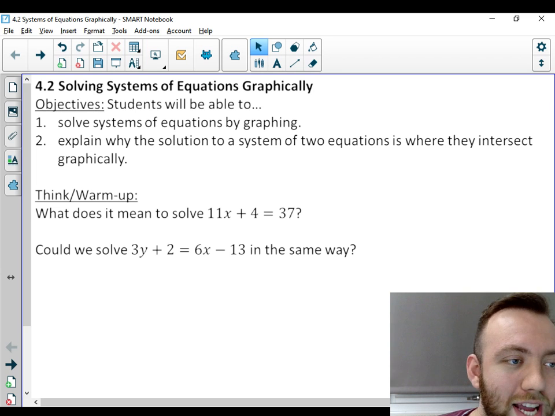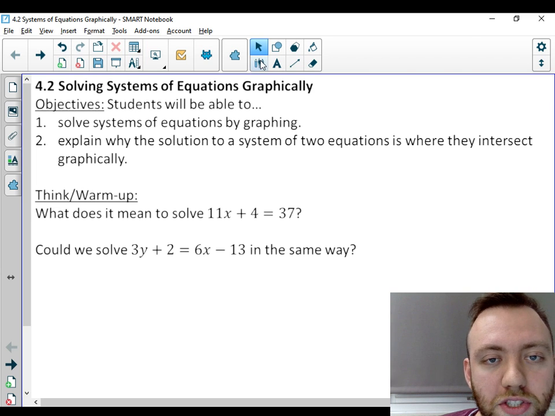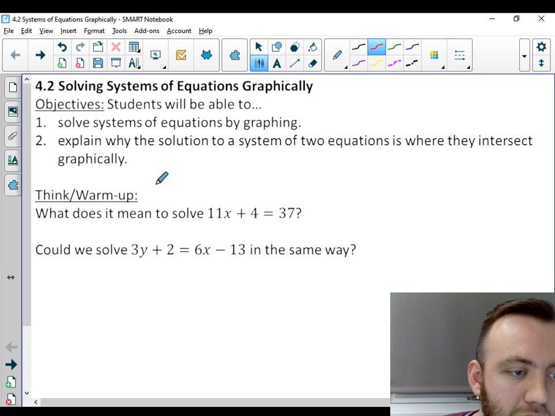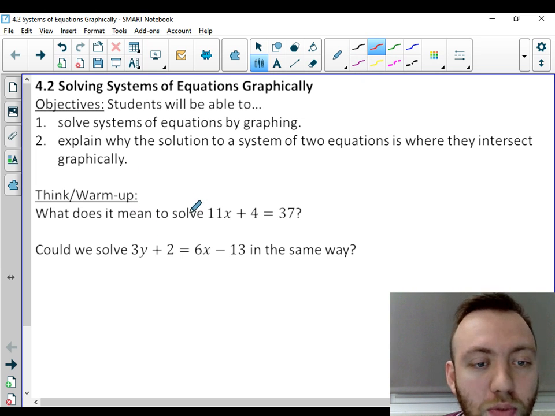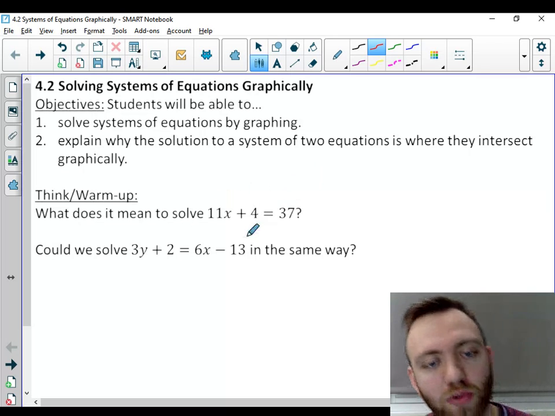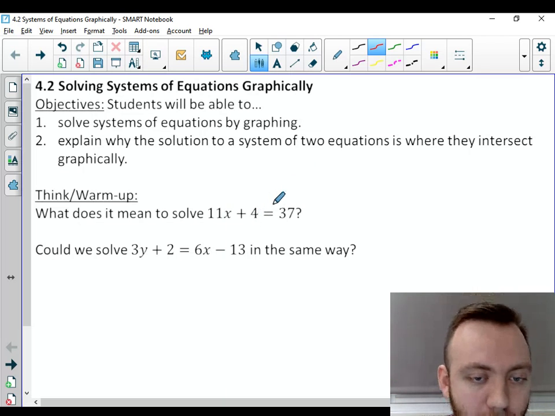Hey guys, welcome back, and today we're going to be getting into 4.2, which is solving systems of equations graphically. And for the think/warm-up, I have: what does it mean when we solve 11x plus 4? Now I'm not actually going to go through solving this, even though it won't take that long. I'm just asking what it means.